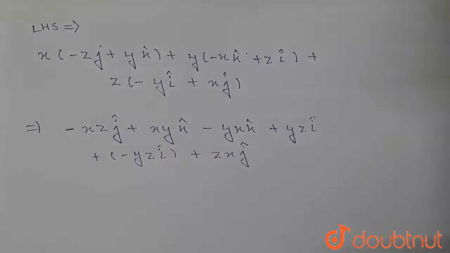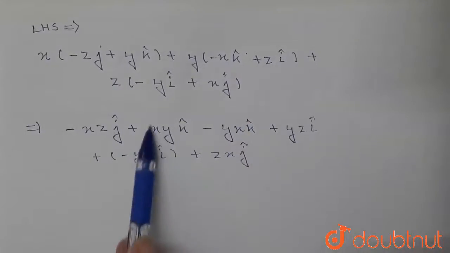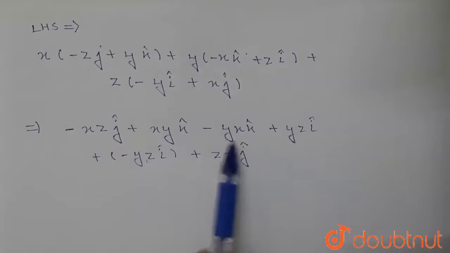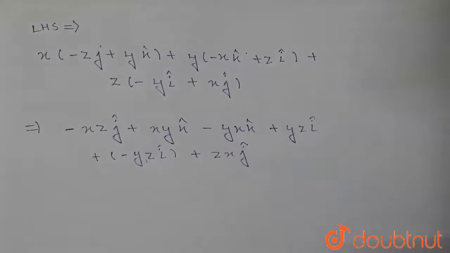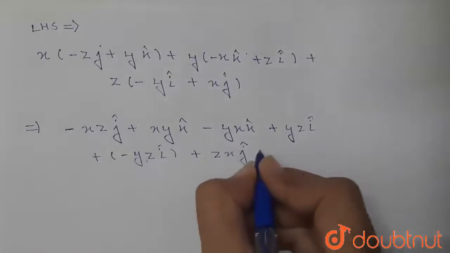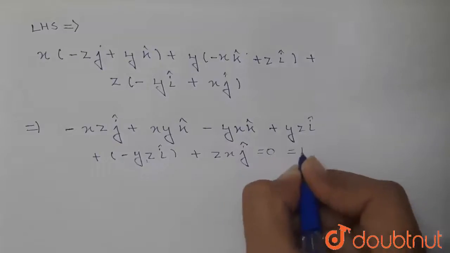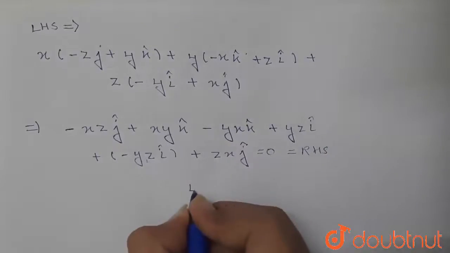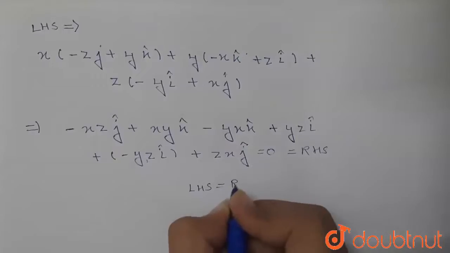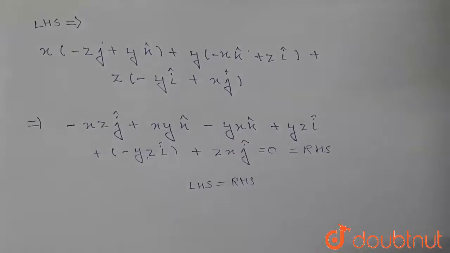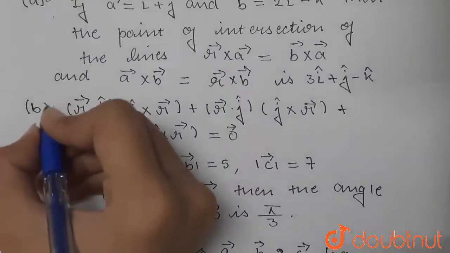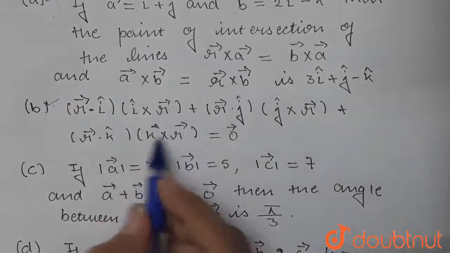Now what we can see here is this and this will get cancelled. Similarly, x y k cap minus y x k cap will get cancelled. Similarly, this will also get cancelled. So that is coming equal to 0, and that was given in the RHS also. That means LHS is coming equal to RHS. So option number B is also correct because the value of this is coming equal to 0.